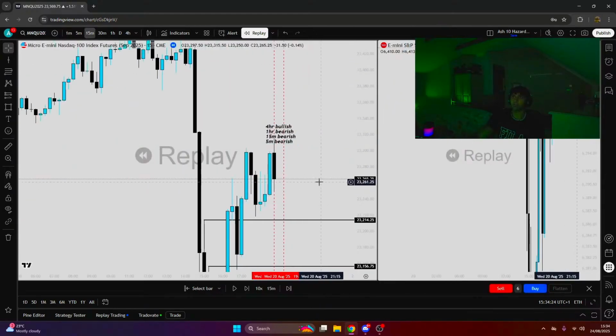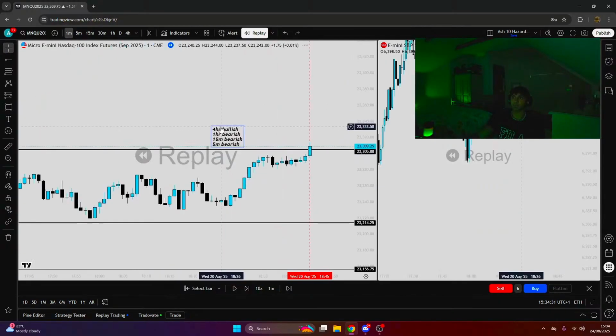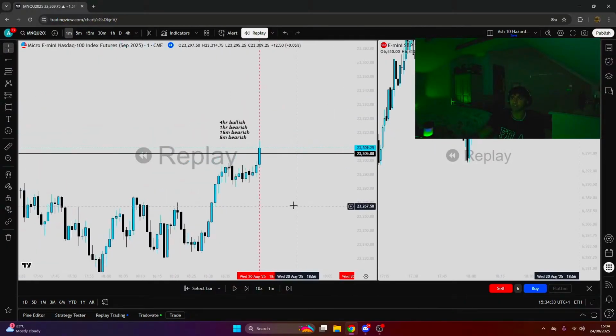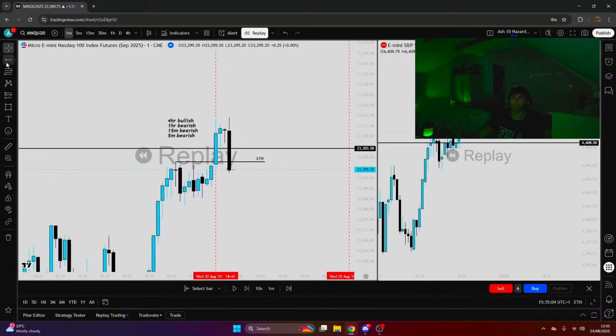Look on the 15-minute, we've swept this 15-minute high, which is inside of all of these gaps. What we're doing coming into the PM session, we've swept this short-term high. So now we want to see a market structure shift through the previous short-term low. So it would be here and here.